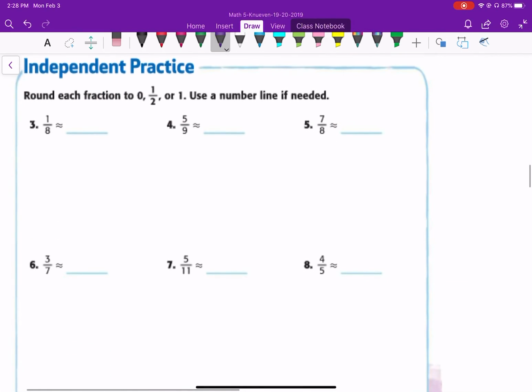So if this is making sense to you at this point, you can go ahead and pause, move on to the practice homework pages of this. If you need a little bit more practice, keep on watching, and I'm going to keep going through and do a few more examples here.